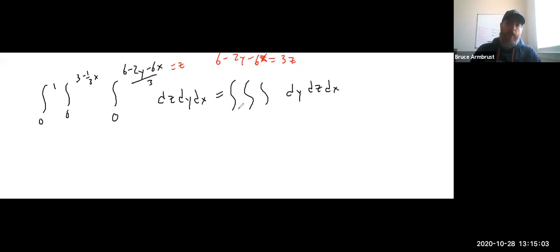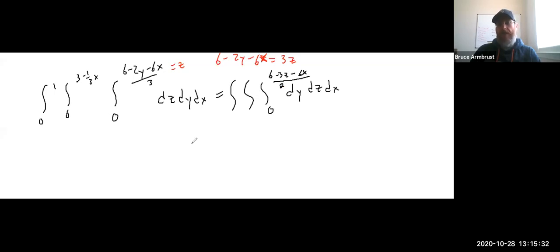So if we're going to do this in the y direction, the bounds on y are still going to be 0 to that plane. We just need to solve this for y. So it's going to be 6 minus 3z minus 6x all over 2. So those are the bounds on y.